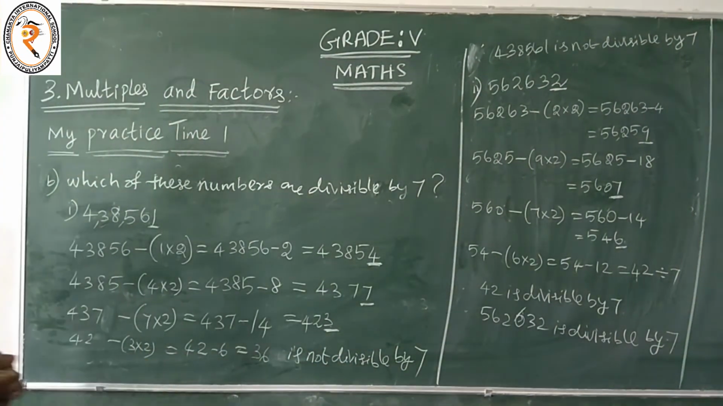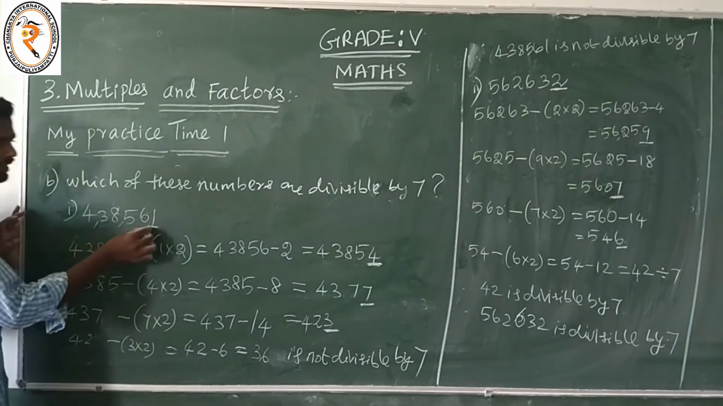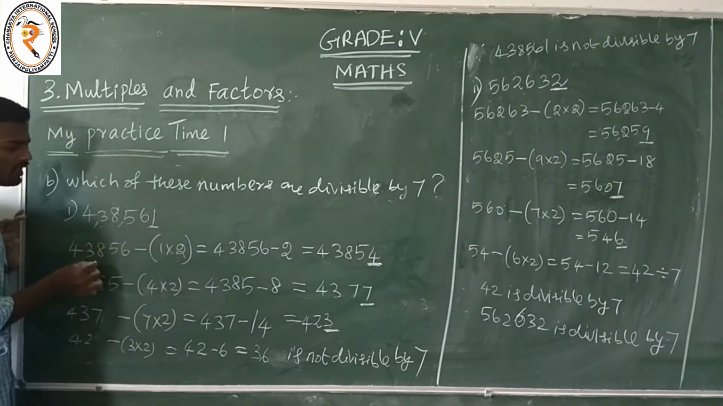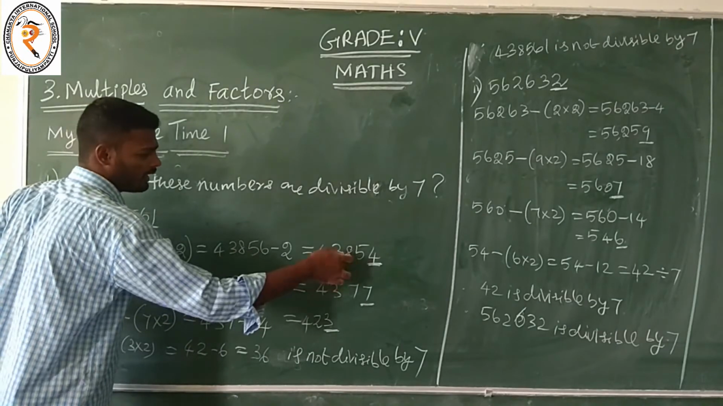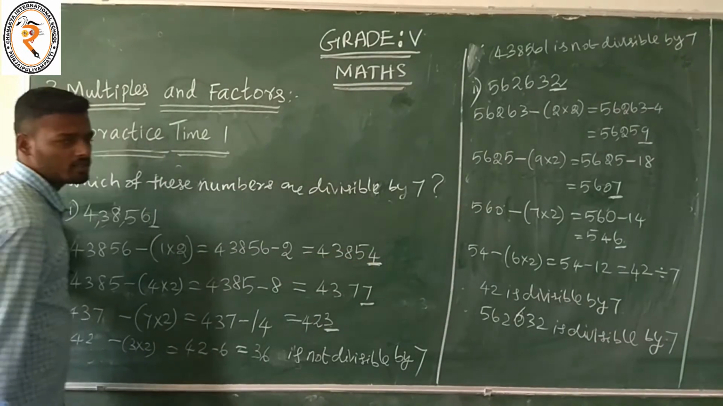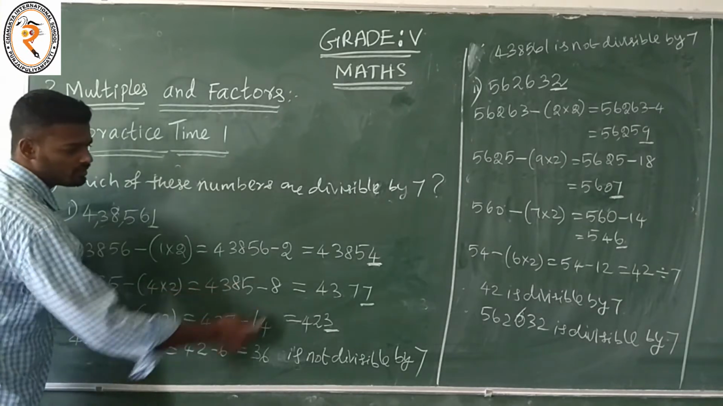In the divisibility by 7 rule, first the one's digit is selected and multiplied by 2, then subtracted from the remaining digits. Again we select the one's digit, multiply it by 2, and subtract the two numbers.